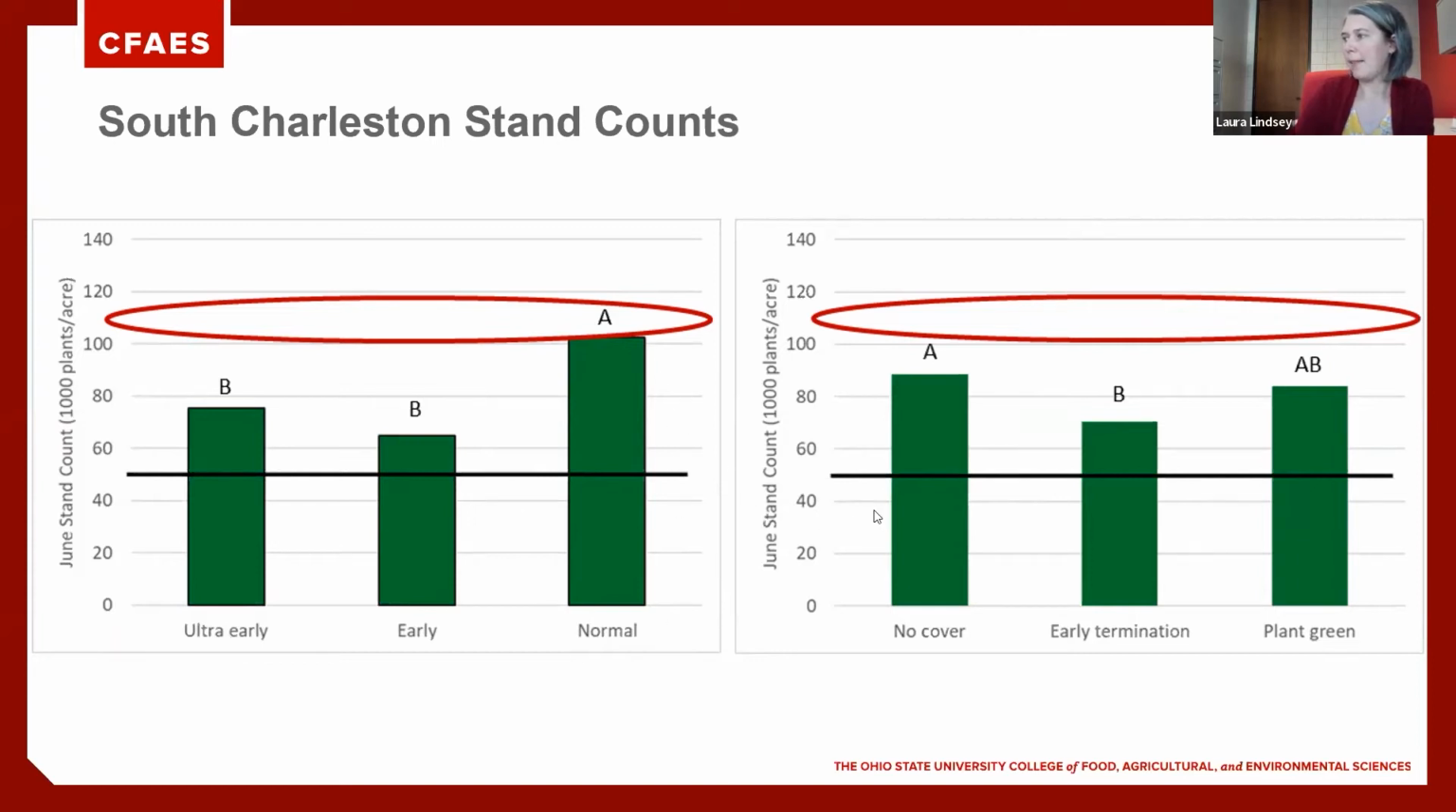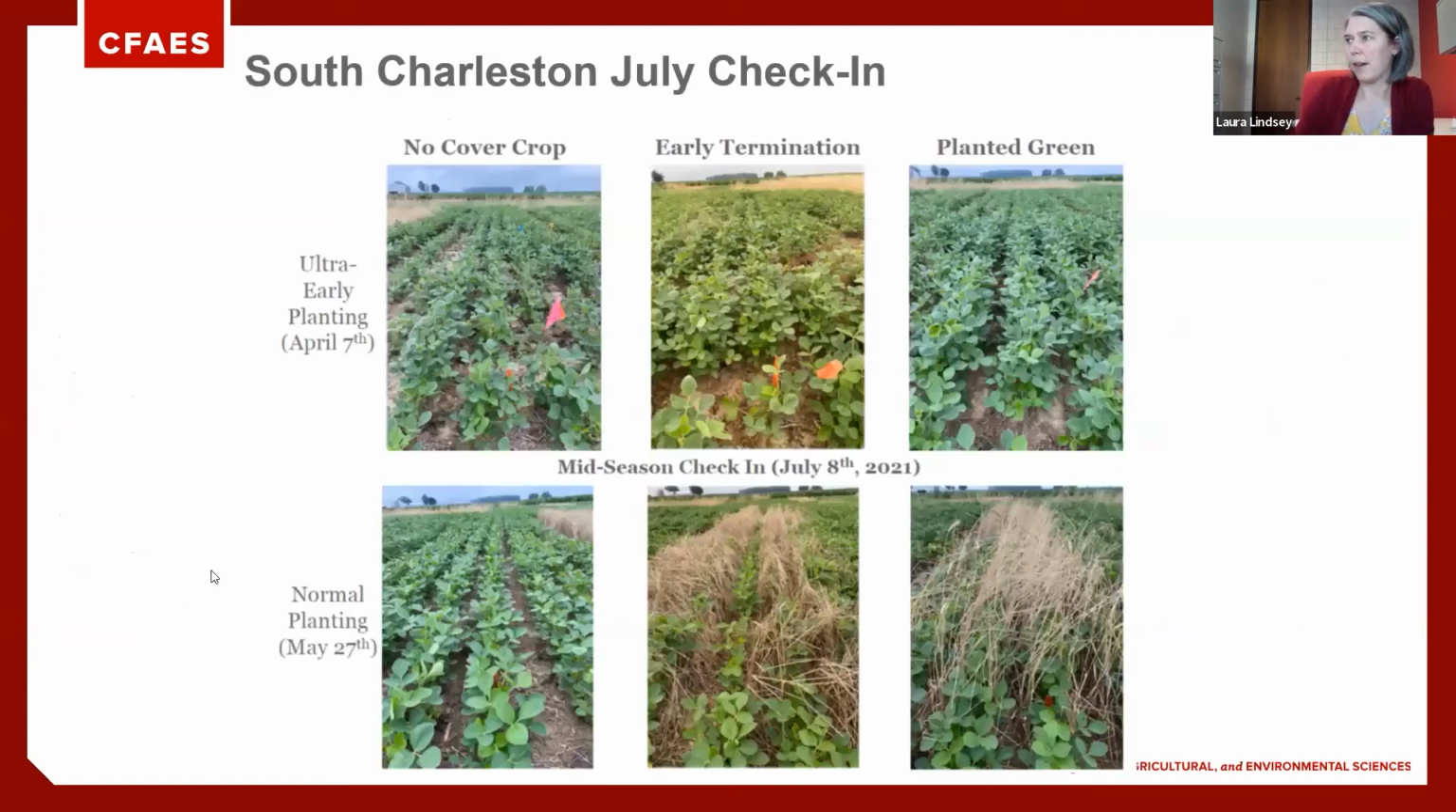And then in terms of cover crops, which is our next slide over, our stand was greatest with no cover, but the same for that plant green treatment, and a little bit lower from early termination compared to no cover crop. So less dramatic impact on stand in our Western Ohio location versus Northern environment. And looking at the plots or the plants there in South Charleston, there was some freeze damage, but it was mostly isolated just to maybe some bronzing on the cotyledons.